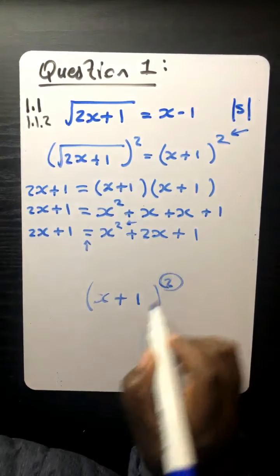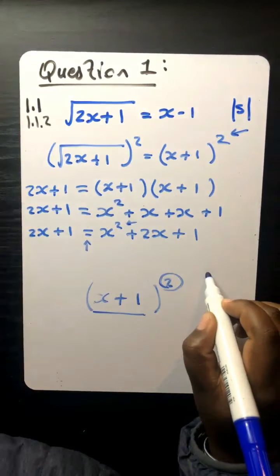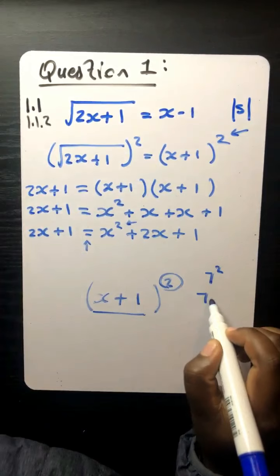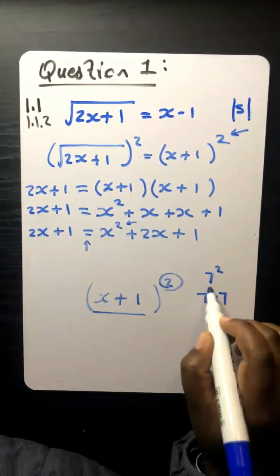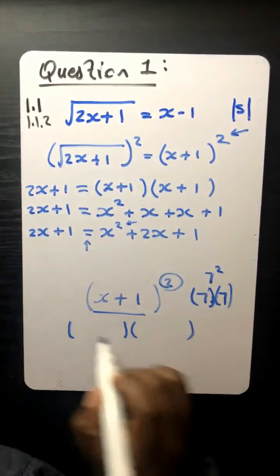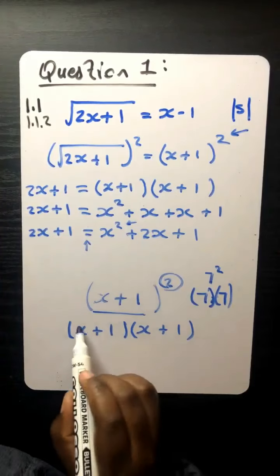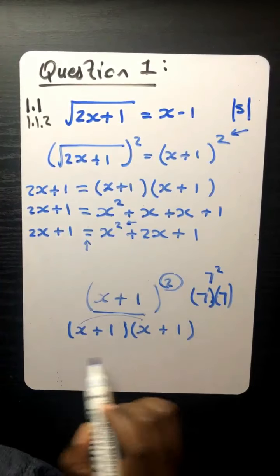This 2 means you have 2 of the same thing. Just like when you have 7 squared, it is 7 times 7. So let's try to work it out. We have x plus that, x plus that. When you multiply that by that, it is x squared, isn't it?